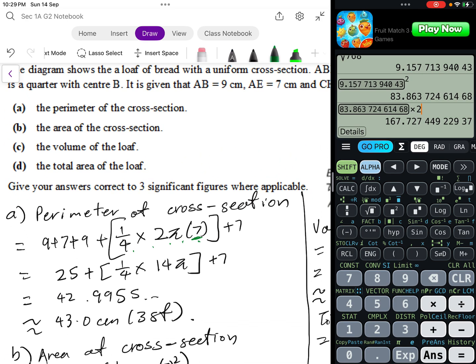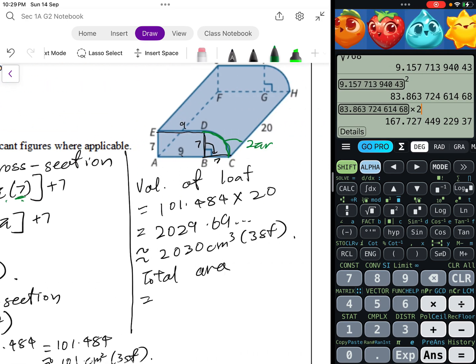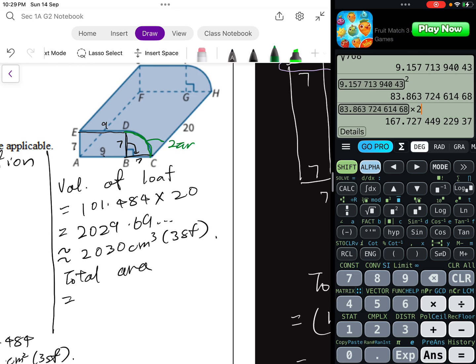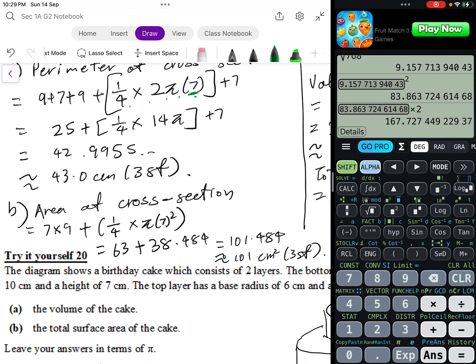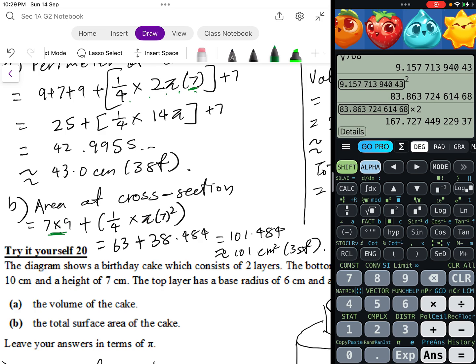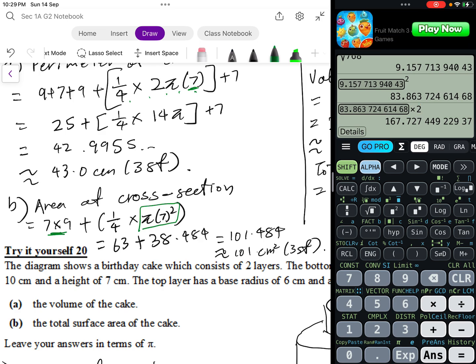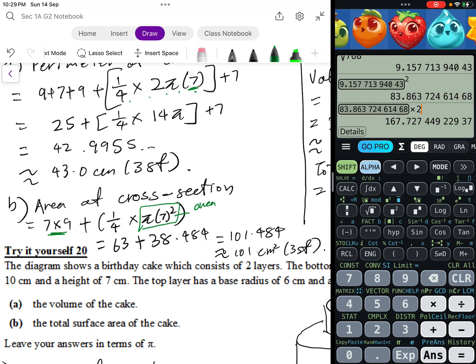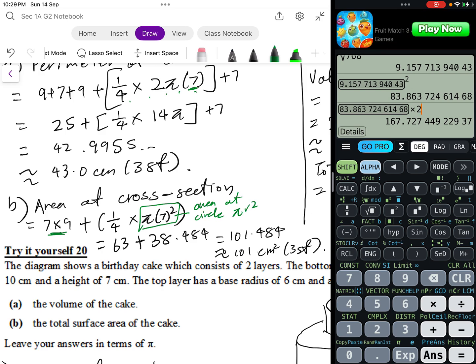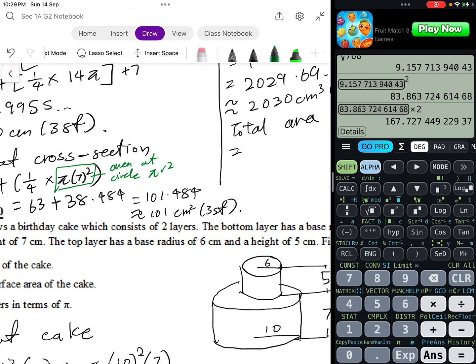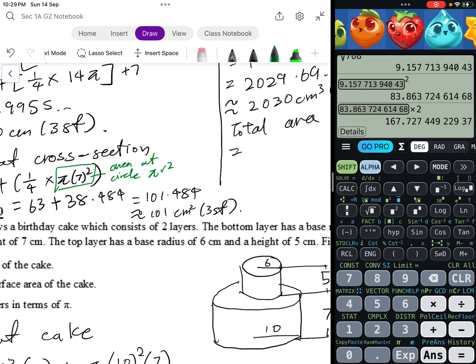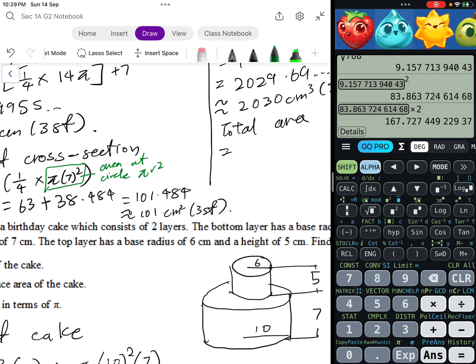Now the area of the cross section. The area is the area of this rectangle plus the area of this 1/4 of a circle. So area of rectangle would be 7 times 9. That's easy. For 1/4 of a circle, area of circle formula is pi r square. So 1/4 of the area of circle, add together, you should get 101.484. Round to 101, 3 significant figures.